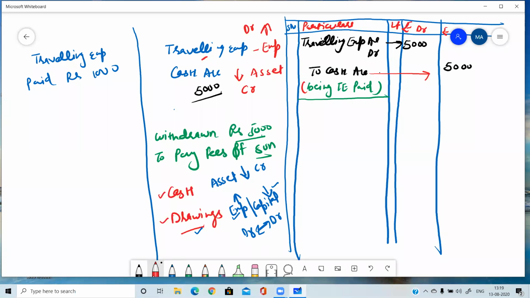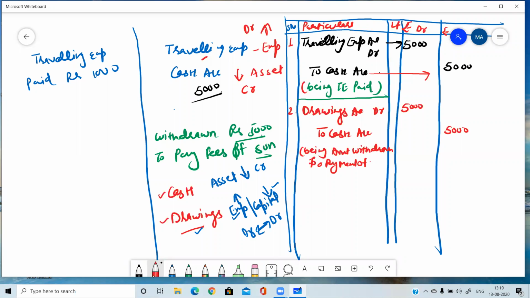The debit account we need to write first. This was the first entry. This is the second entry. So we are writing the journal entry now. Drawings account debit to cash account, and the amount 5,000, and here also 5,000. Then the narration being amount withdrawn for payment of fees.